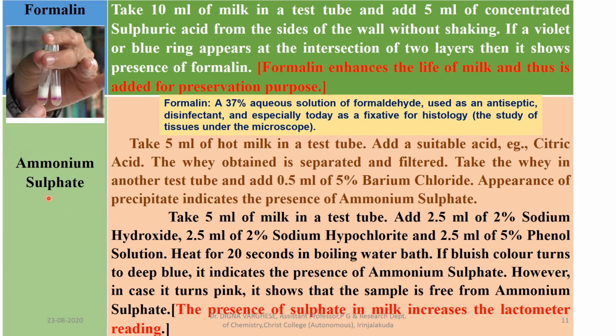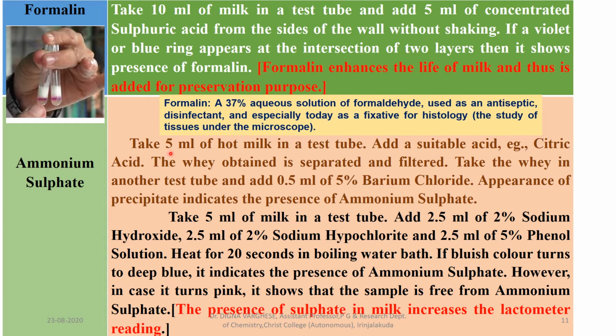The next common adulterant used in milk is ammonium sulphate. Ammonium sulphate is used to add sulphate to the milk, which increases the lactometer reading. So ammonium sulphate is always used to increase the lactometer reading. Test for ammonium sulphate in milk.